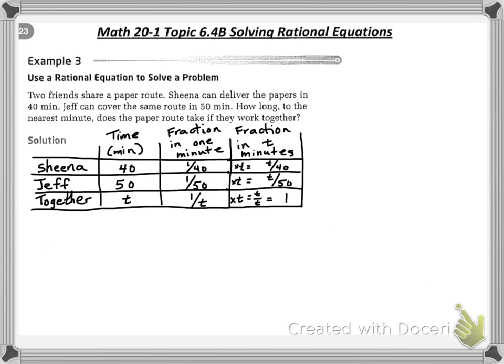Altogether now we have an equation. If we look at our last column, T over 40 plus T over 50 has to add up to 1. There's our equation.